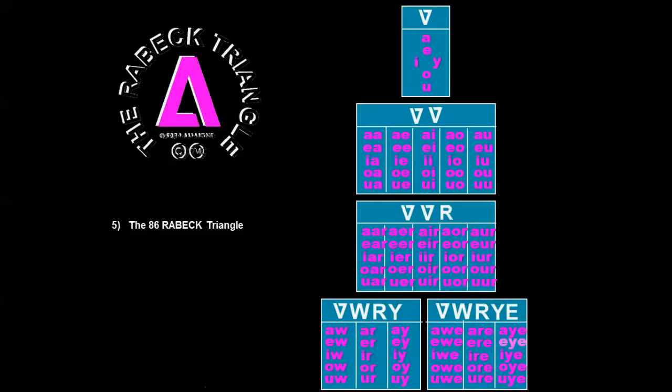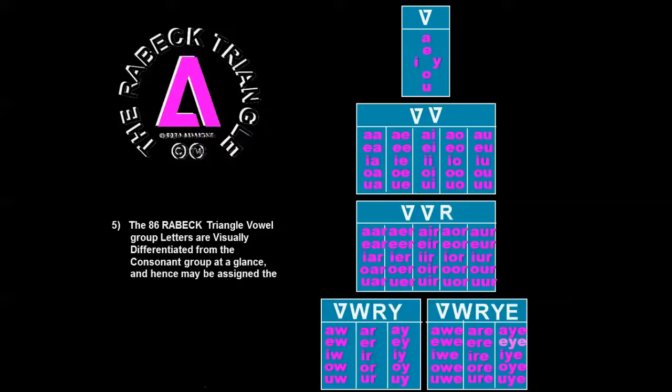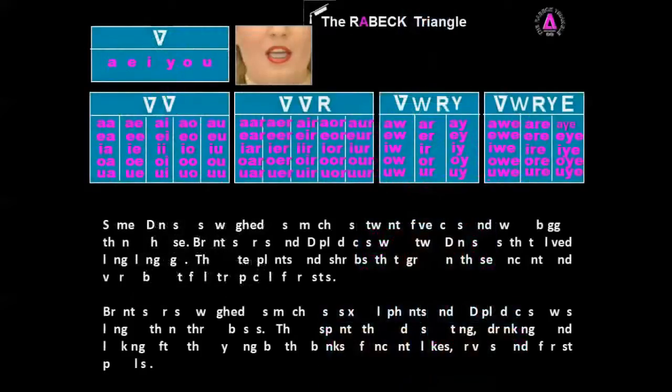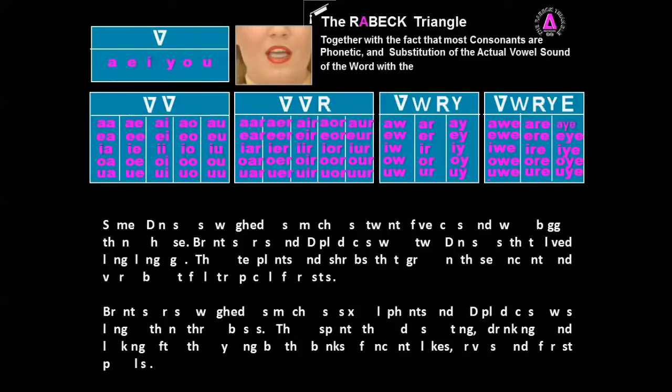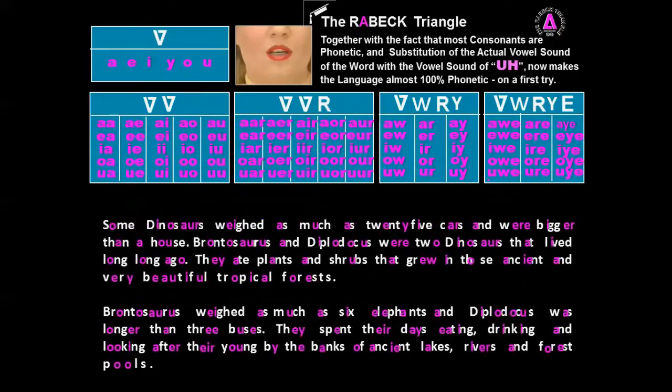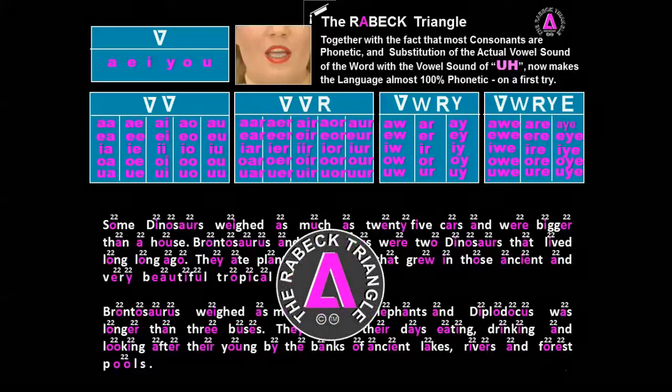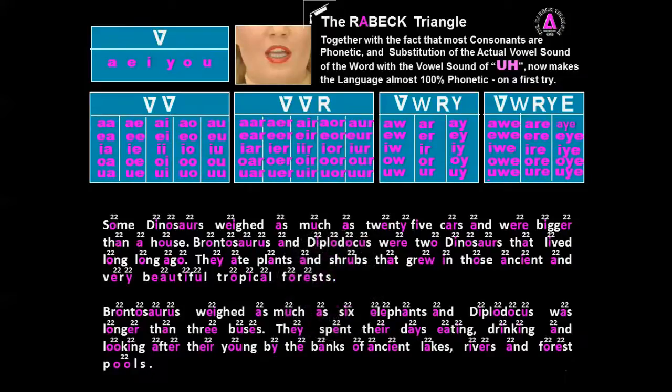The 86 RABECK triangle vowel group letters are visually differentiated from the consonant group at a glance, and hence may be assigned the most common vowel sound. Together with the fact that most consonants are phonetic, and substitution of the actual vowel sound of the word with the vowel sound of now makes the language almost 100% phonetic on the first try. Decode approximation via the RABECK triangle in the initial learning period for reading and speaking the language of English is simply enormous.